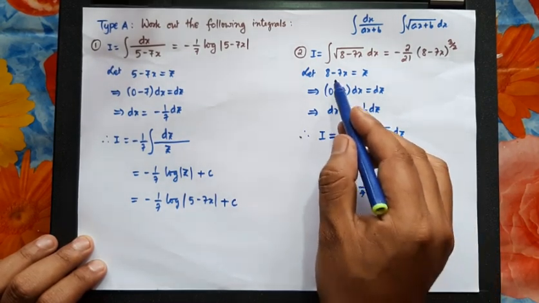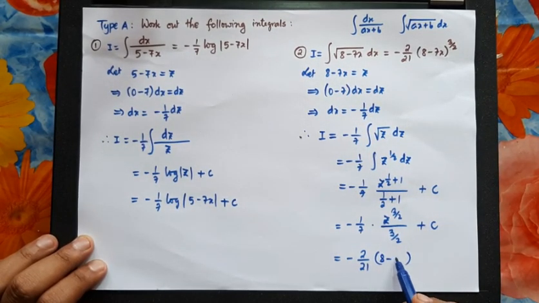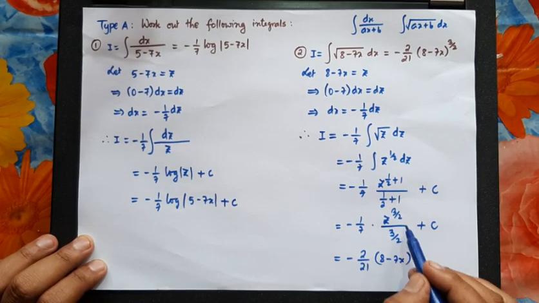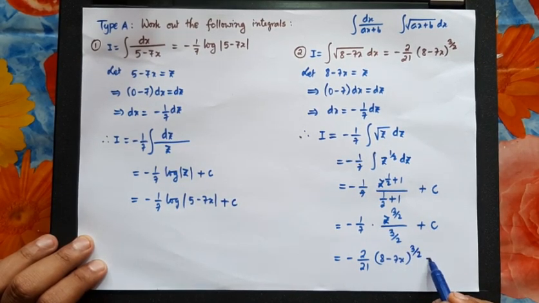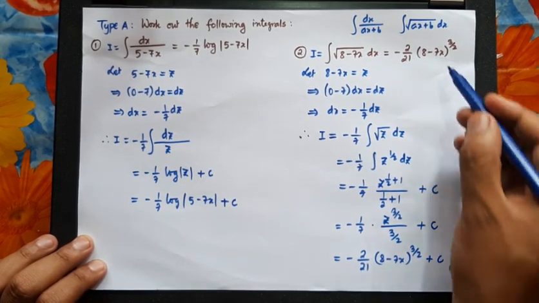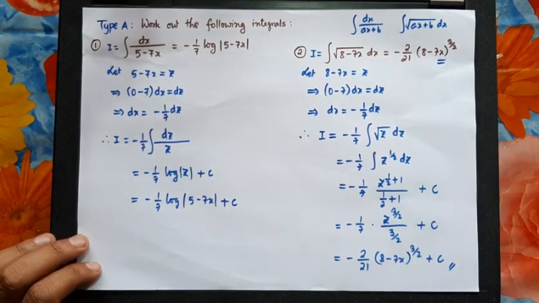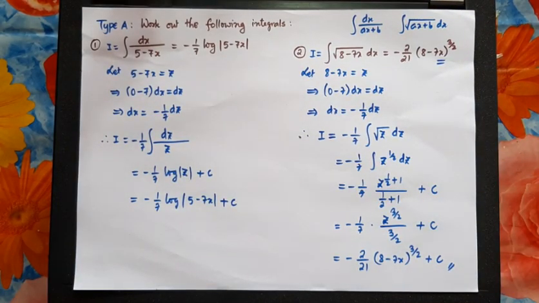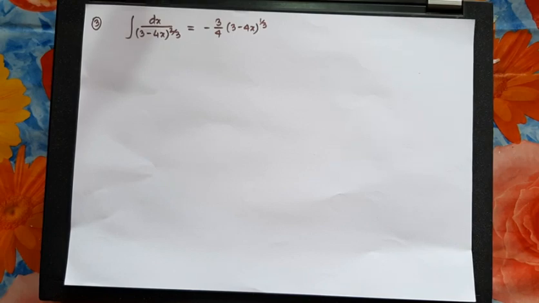Z is equal to 8 minus 7x to the power 3 by 2 with constant of integration. So that's what we needed to verify. So you may pause the video to note down. Okay, now let's have a look at this particular problem.